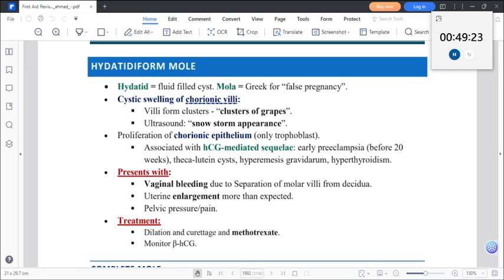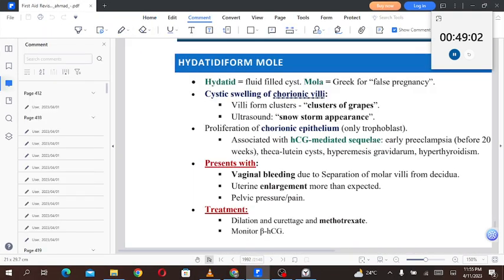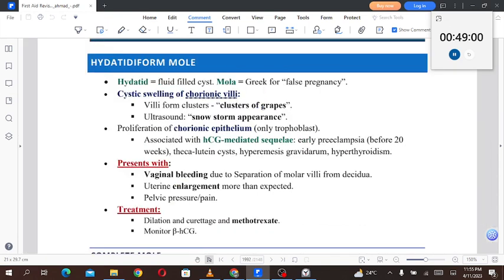It is associated with HCG-mediated sequelae: early preeclampsia before 20 weeks, theca lutein cyst, hyperemesis gravidarum, and hyperthyroidism. It presents with vaginal bleeding due to separation of the molar villi from the decidua, uterine enlargement more than expected, and pelvic pressure or pain can be seen. For the treatment, we use dilation and curettage and methotrexate, and monitor the beta HCG level.